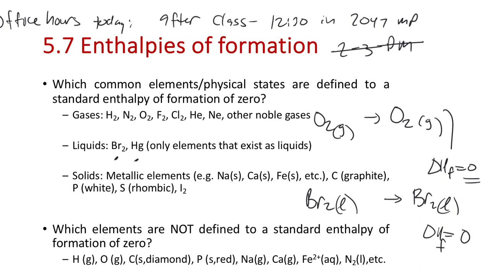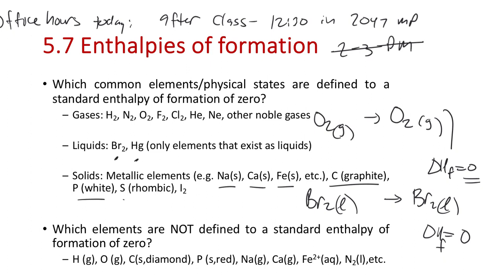There's a lot of solid elements. We have all the other metals other than mercury. So we have our metallic elements, so that would be sodium metal, calcium metal, iron metal, etc. We have a couple common ones, like carbon graphite is the solid form of carbon that has a 0 delta HF. Carbon also has an allotrope of diamond, which has a slightly different enthalpy of formation. It's not exactly 0, but graphite, that's the most stable form of carbon.